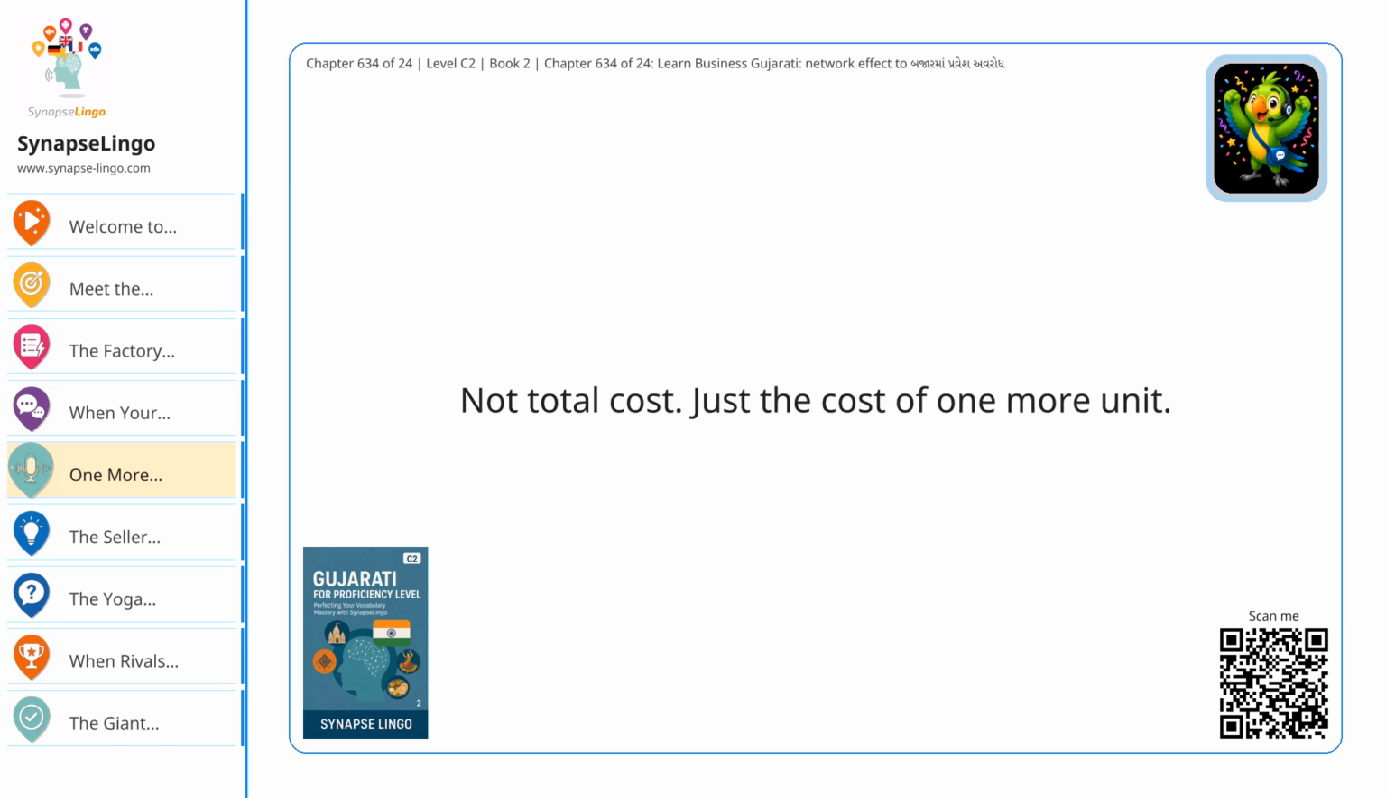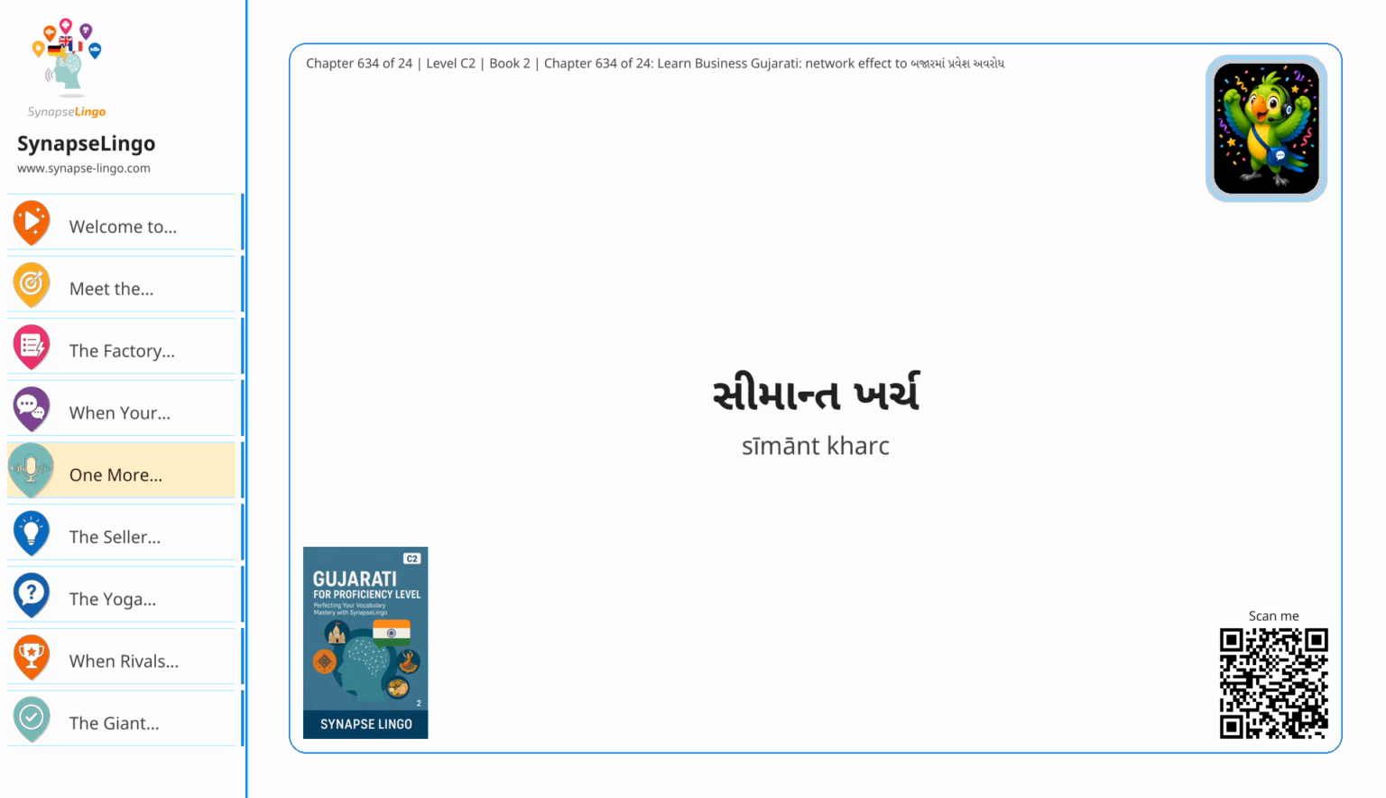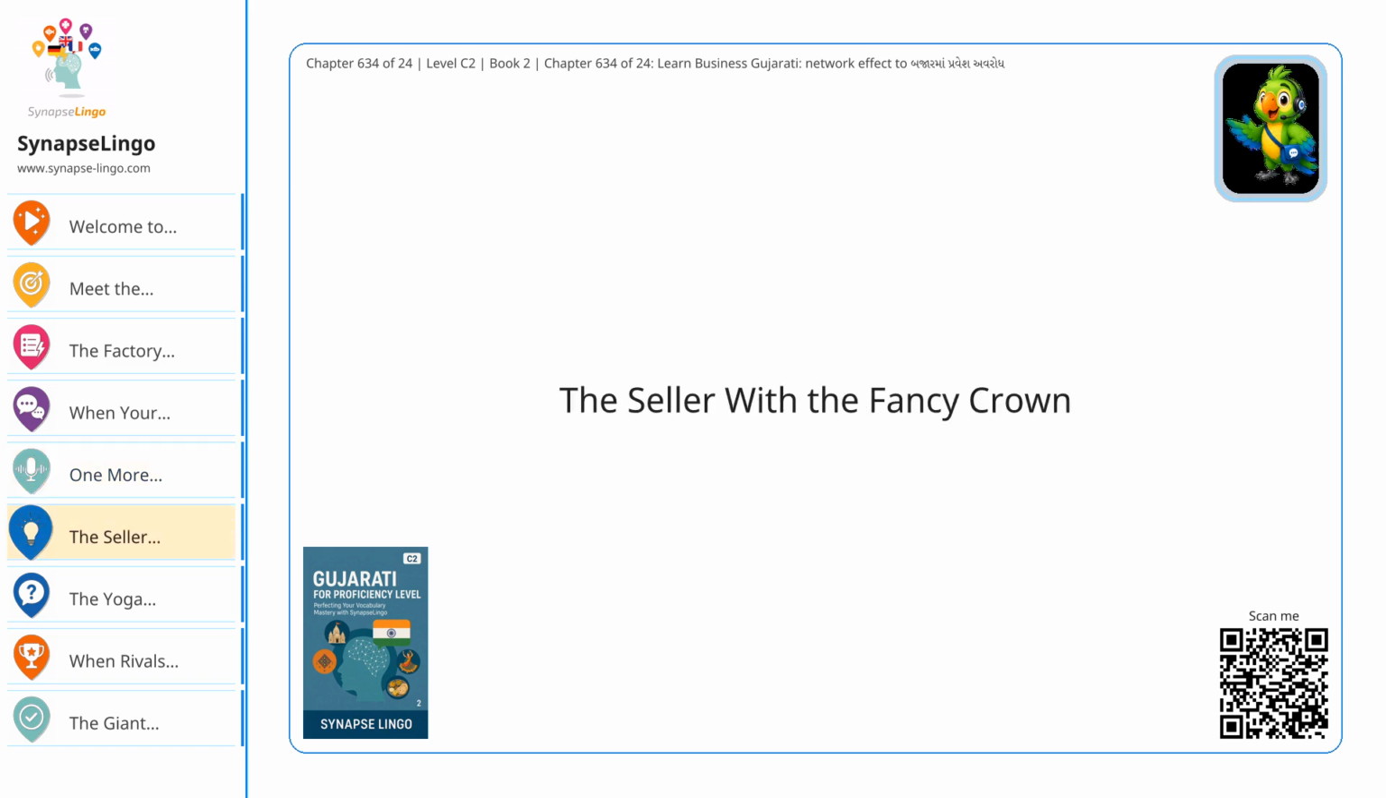Not total cost, just the cost of 1 more unit. Picture a manager making 1 extra product and shouting, "What did this extra one cost me?" The calculator adjusts its glasses and replies, સીમાંત ખર્ચ. Very dramatic, very economic. The seller with the fancy crown.